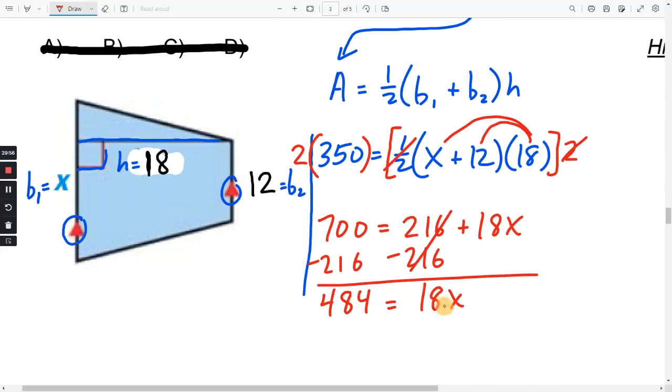Alright, x times 18, the opposite of times 18 is divided by 18. I do that to both sides. And 484 divided by 18, I get 26.9 if I round off. So x equals 26.9.